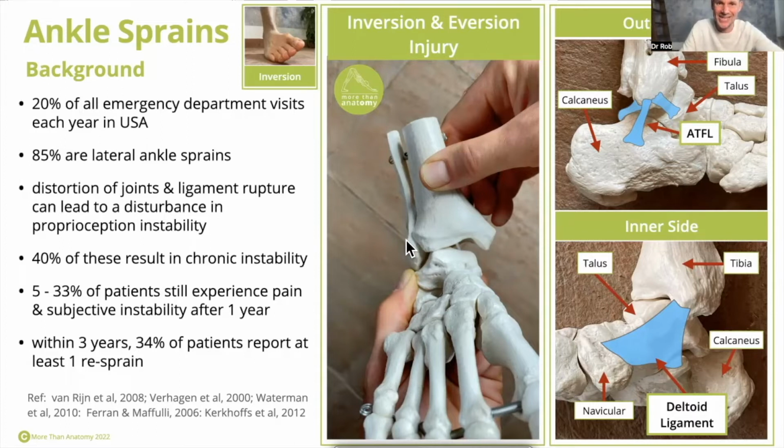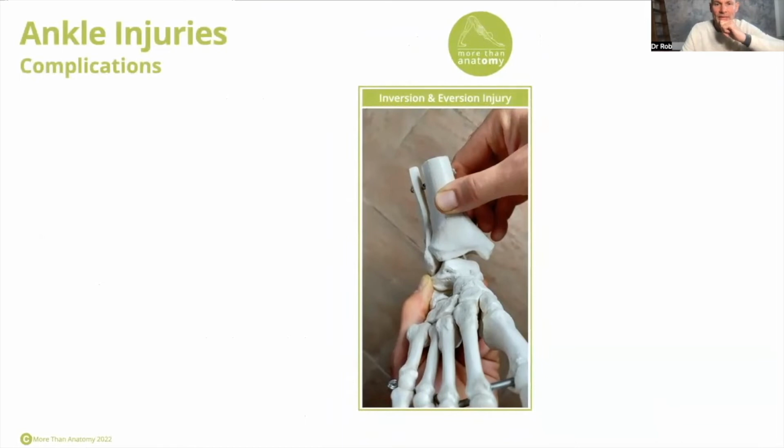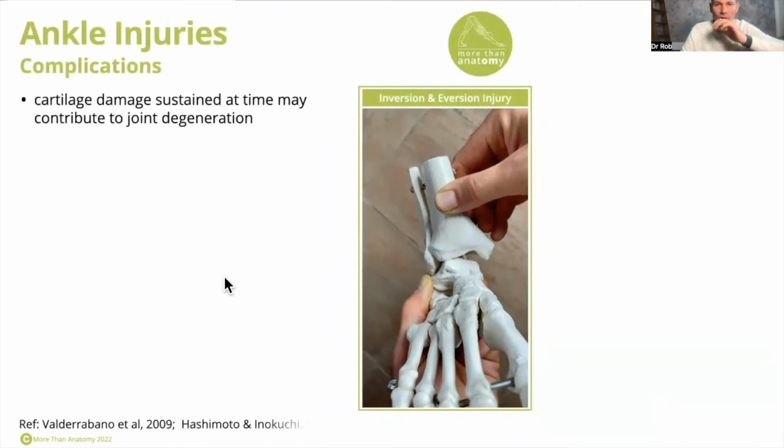But as I said, 85% on the outside, and that's what we're going to focus on today in terms of understanding that a little bit better and how we might be able to manage it. As I said, the ATFL is the most commonly torn. Now, the complications are numerous around this particular type of injury.